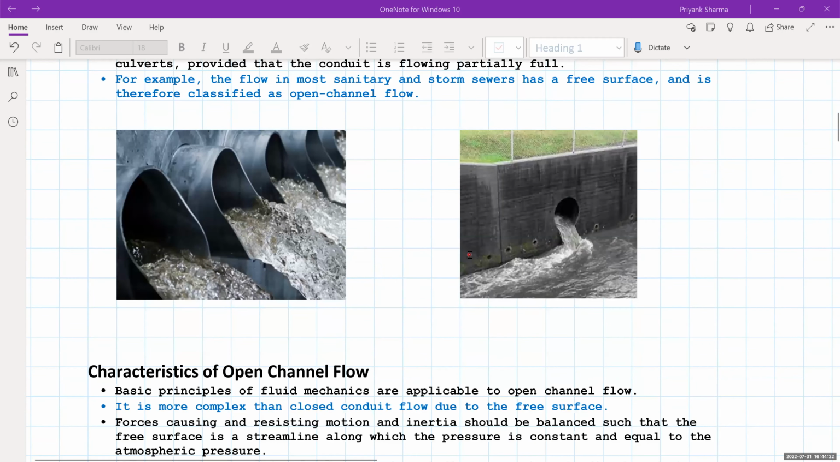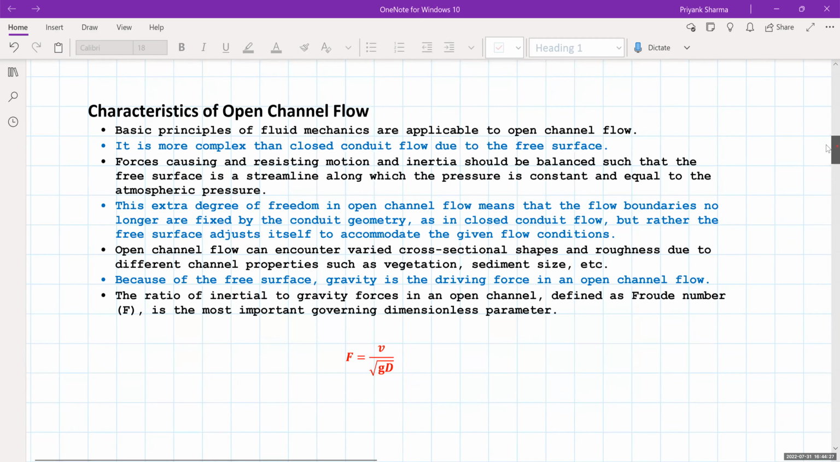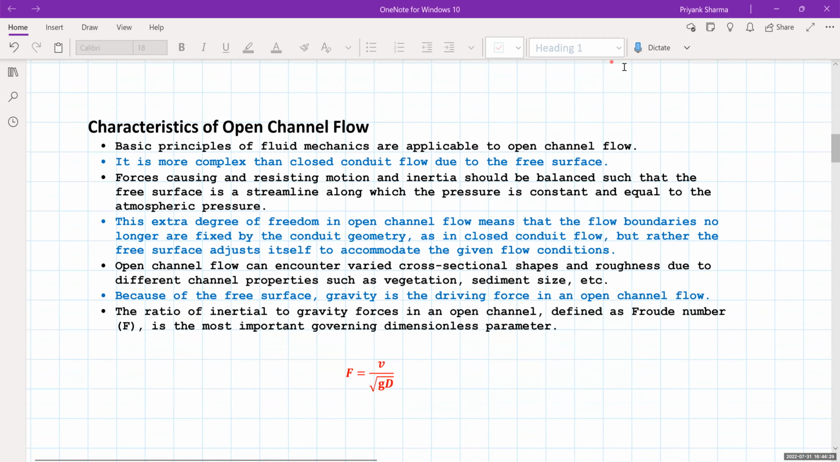Some characteristics of the open channel flow we may have a look at. When we deal with open channel flow, all the principles of fluid mechanics are applicable to the open channel flows as well. Whatever the energy equation, the continuity equation, the momentum equation, the same are applicable here. However, the open channel flow is more complex than a closed conduit flow due to the free surface. The presence of the free surface increases the complexity.